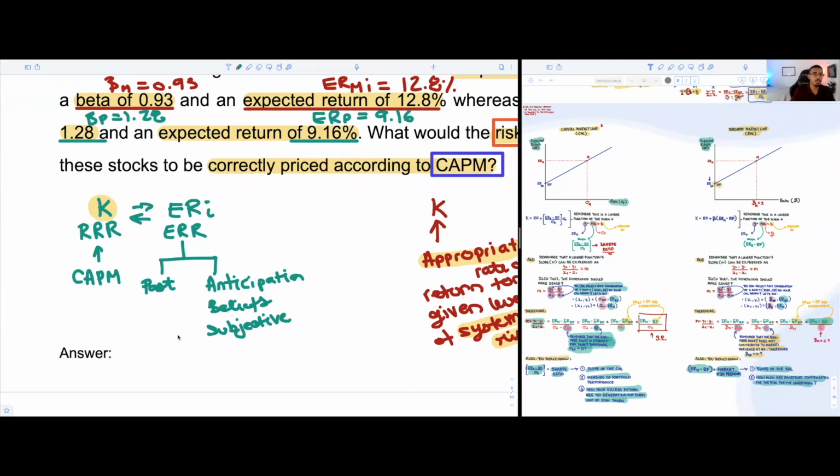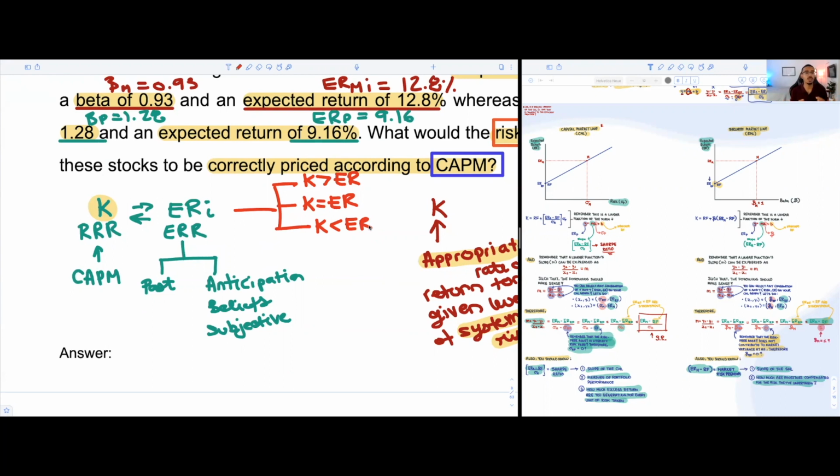And sometimes K and ER will not always be the same, okay? In fact, there's 3 scenarios that could happen between K and ER. It could be that K is bigger than ER. It could be that K is equal to ER. And it could be that K is actually smaller than ER. Now, the implications of these 3 different buckets will be described more so when we do questions on pricing assets.